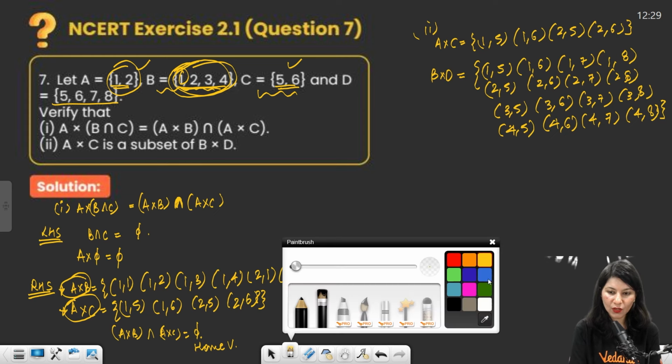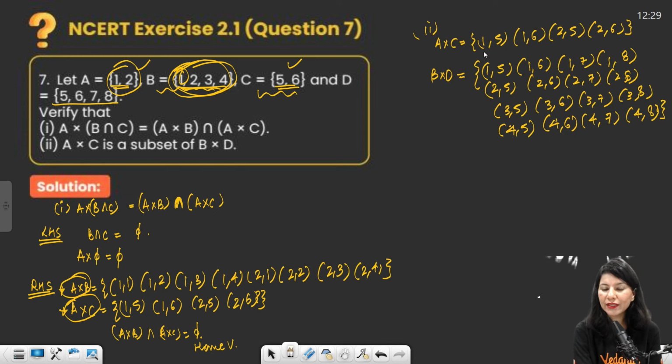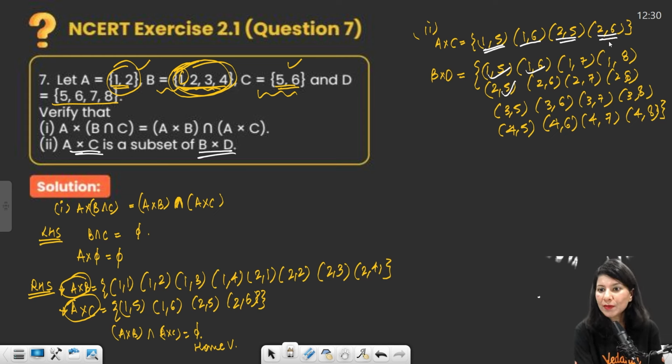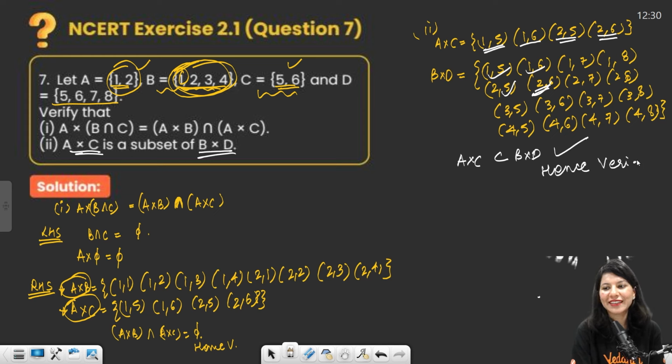Correct? All right. Now, can you see A cross C is a subset of B cross D? That means the elements which are there in A cross C: (1,5), is it there in B cross D? Yes, ma'am. (1,6), yes, ma'am. (2,5), yes, ma'am. (2,6), yes, ma'am. That means yes, A cross C is a subset of B cross D. So this is also verified. Hence, V for Vedantu, verified.